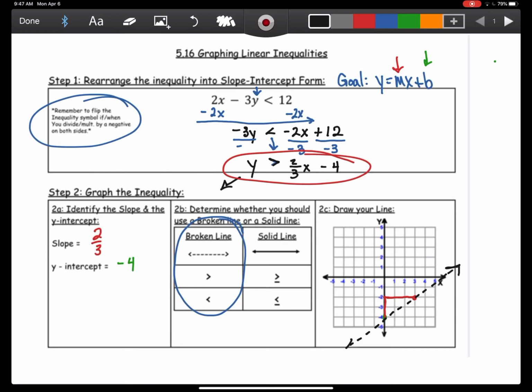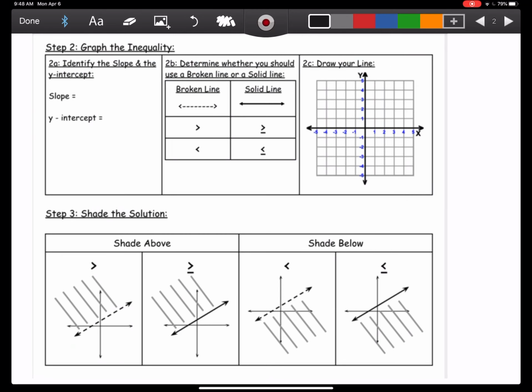Okay, so there's our broken line. Now, the broken line means that points on this line do not make this inequality true. Only the points found in the solution region would make these points true. That's what we're going to talk about on the next slide. Where are the points located that make this inequality true? All right. So let's jump to the next screen.